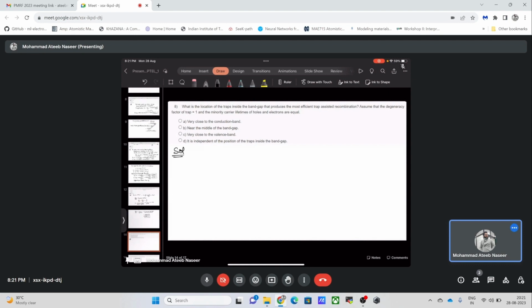Now this problem says that we have to find the location of traps inside the band gap that produces the most efficient trap assisted recombination. And there is some condition on the minority carrier lifetimes as well. It has been told that the minority carrier lifetimes for both electrons and holes are equal. Okay, so we have been told that the minority carrier lifetimes for both electrons and holes is equal.